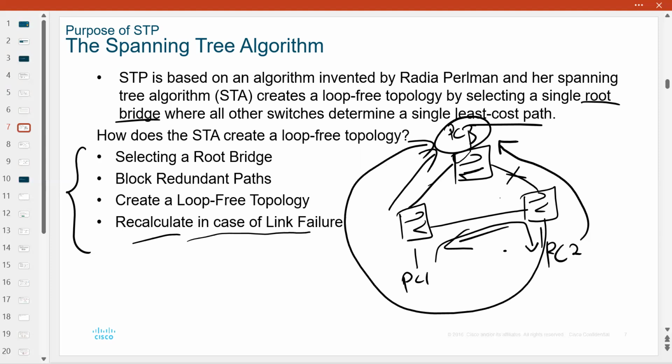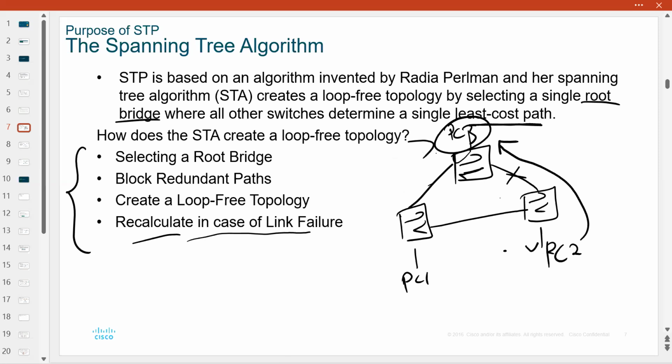And the process of deciding which link we should block depends on the path cost. Right, it depends on the path cost on the links. When you talk of cost, we are talking basically, in simple terms, of bandwidth, or link speed. Let's say one link is 10 gigabytes, another is 100 megabytes, and this other link is another 100 megabytes.